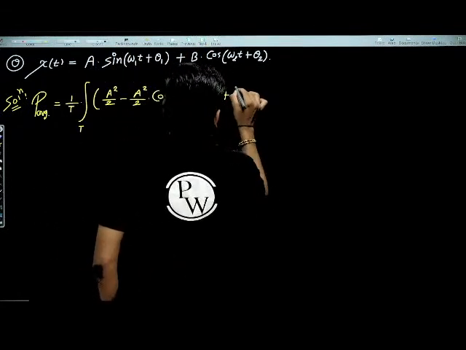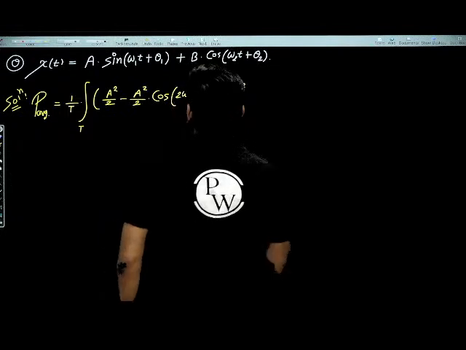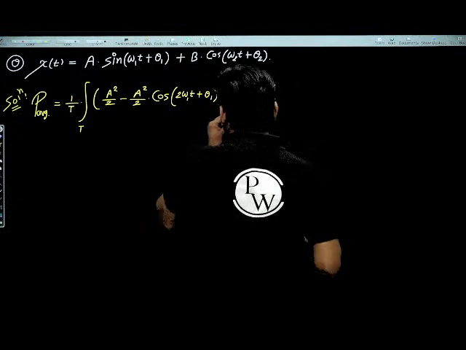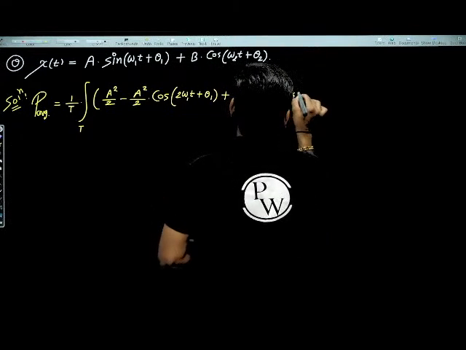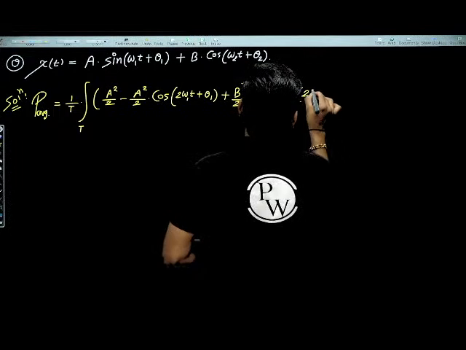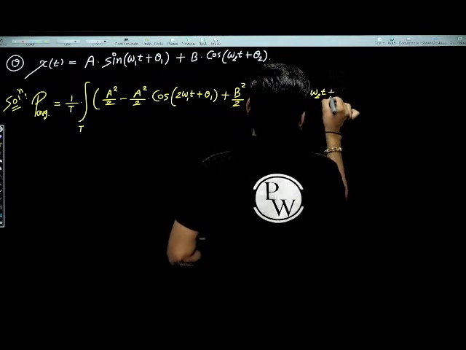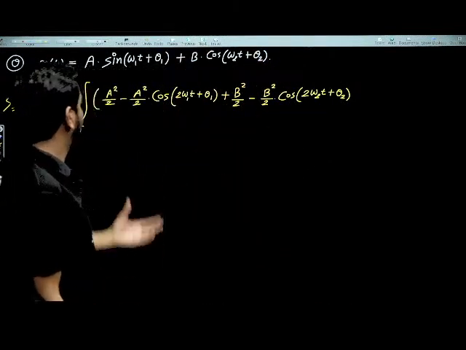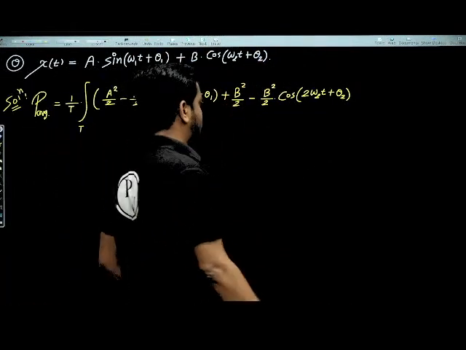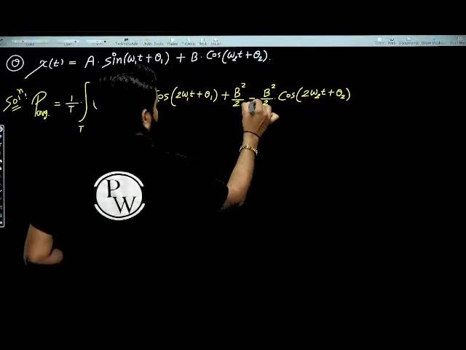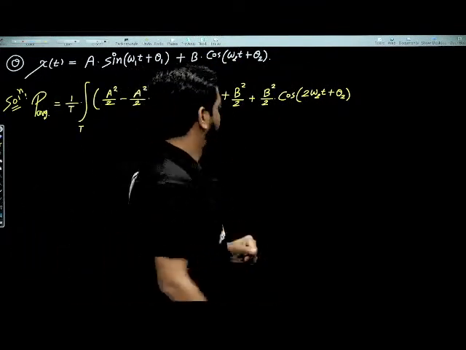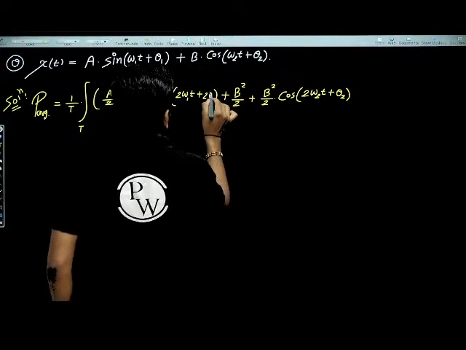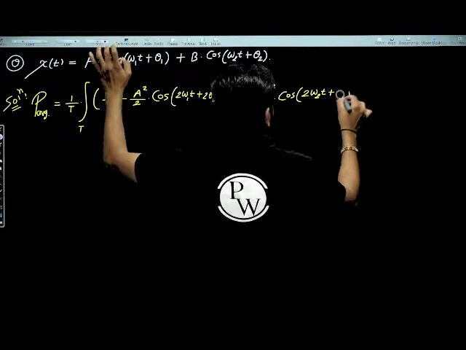Similarly for this, B square by 2 minus B square by 2 into cos 2 omega 2 t plus theta 2. A square plus B square, correct? A square plus B square plus 2AB. Yes or no? Sorry, here plus. Cos square theta equal to 1 plus cos 2 theta divided by 2. Here 2 theta, 2 times theta 1, this is 2 theta 2.